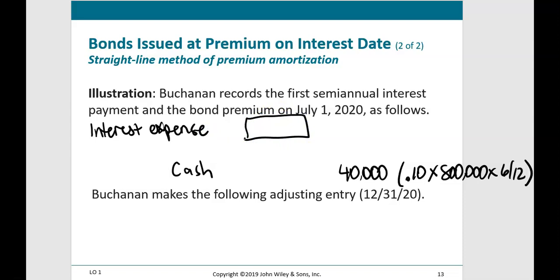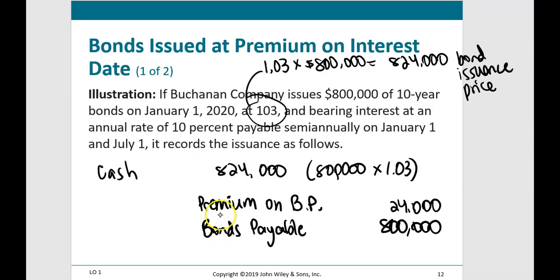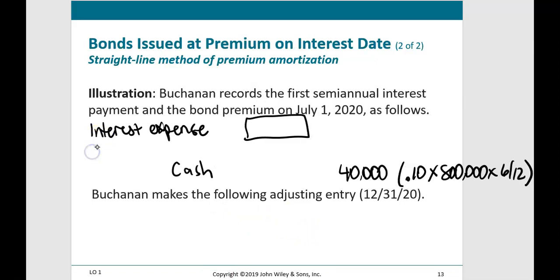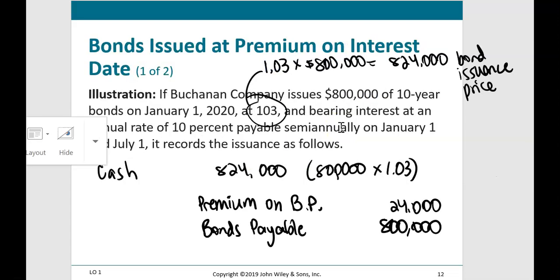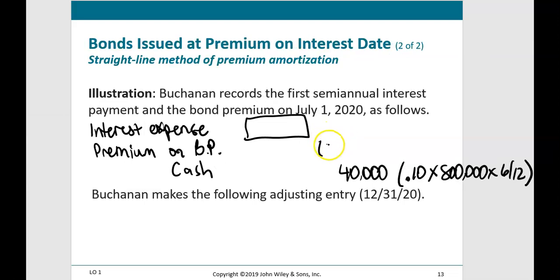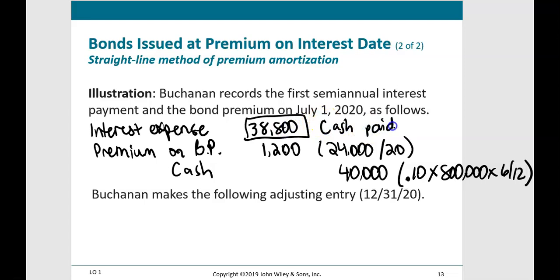We determine what interest expense is by adding together the cash interest payment plus the premium amortization. Now remember, premiums carry a credit balance. So to amortize or reduce the premium, we need to book a debit to the account premium on bonds payable. And the amount is going to be, we have a premium balance of 24,000. Let's allocate that across the 20 periods, 20 semi-annual periods. 1,200. And so we need some debit plus 1,200 equals 40,000. Interest expense 38,800. See this as the cash paid. And we know that the premium amortization reduces our interest expense.